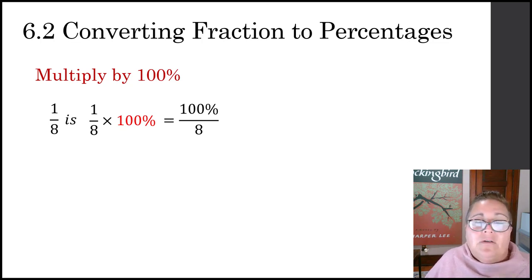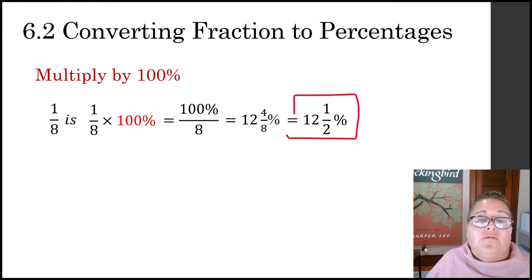Now, 8 goes into 100 12 times with a remainder of 4. So this becomes 12 4/8 with the percent sign on it. And simplifying that a bit further, we get 12 1/2%. I have converted the fraction of 1/8 to a percent of 12 1/2.